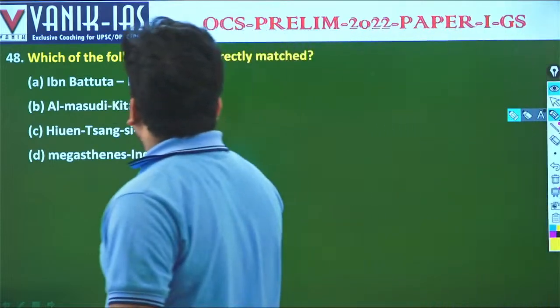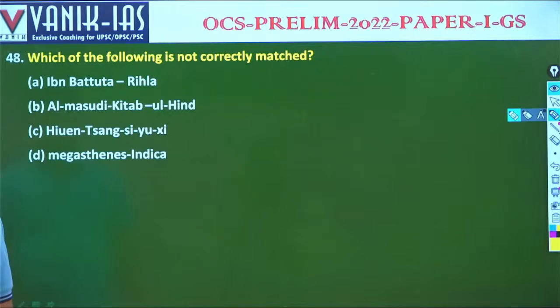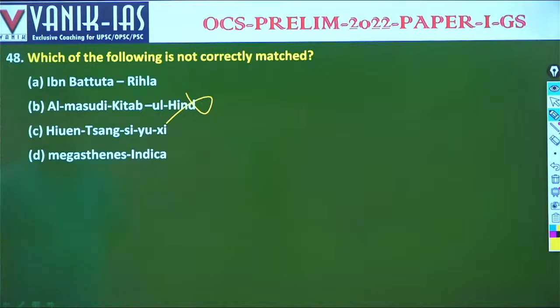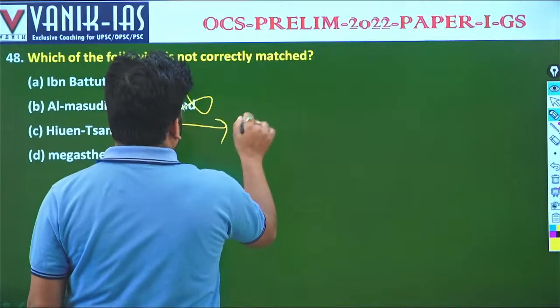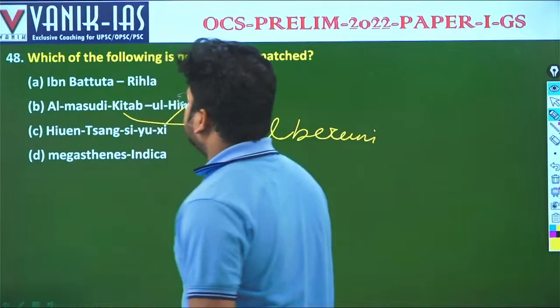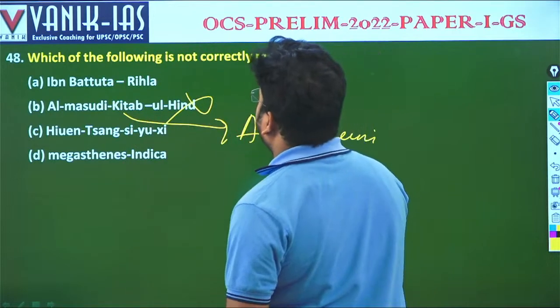Ibn Battuta. Which of the following is correctly matched? Ibn Battuta, Rihla is not correctly matched. Ibn Battuta has written Rihla; Al-Masudi's Kitab-ul-Hind is wrong. Huan Sang has written Si-yu-ki. Megasthenes has written Indica. Kitab-ul-Hind is written by Al-Biruni. So B is not correct. B is the answer.